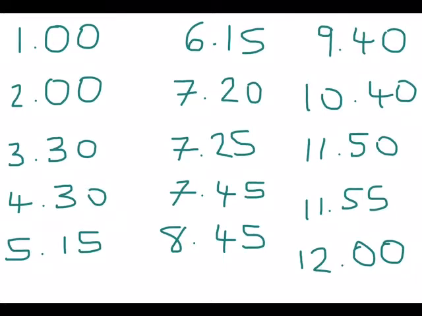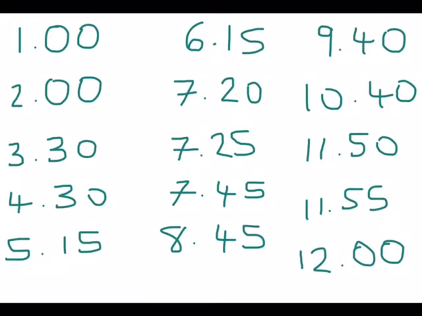7:20, il est 7 heures 20. 7:25, il est 7 heures 25. 7:45 or quarter to 8, il est 8 heures moins le quart. 8:45 or quarter to 9, il est 9 heures moins le quart. 9:40 or 20 to 10, il est 10 heures moins 20. 10:40 or 20 to 11, il est 11 heures moins 20.